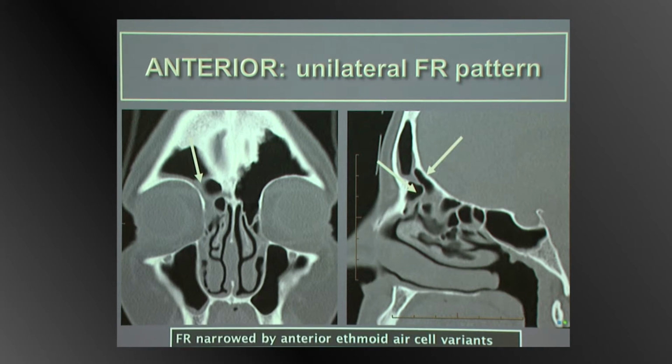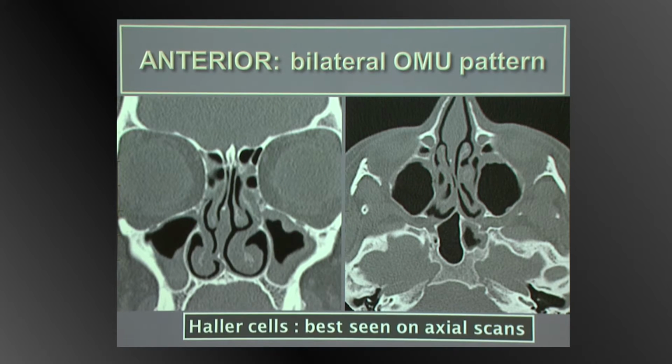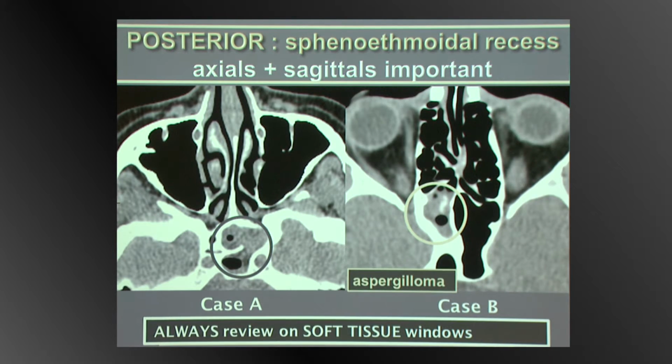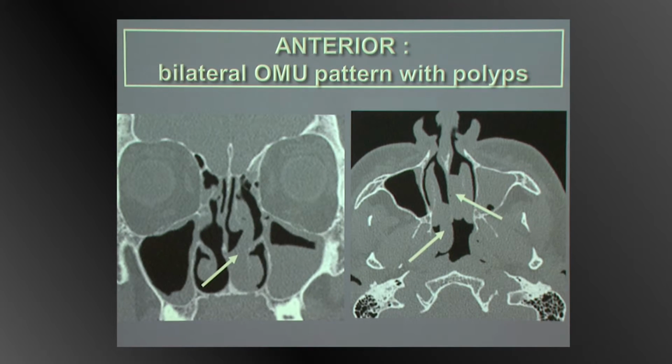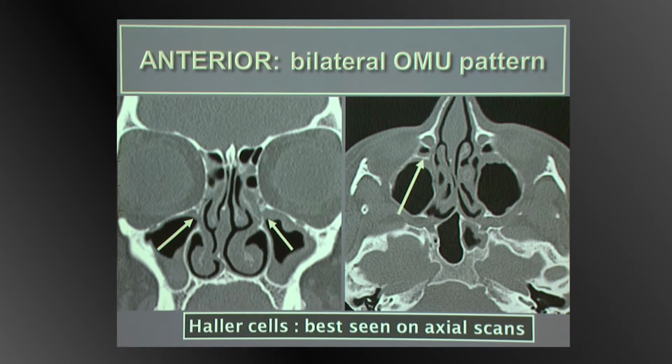So the unilateral frontal recess pattern, the frontal recess being the drainage channel of the frontal sinus. You can see it's narrowed by ethmoid air cell variants. I'm not going to go into these. It's not this lecture. Bilateral osteomeatal unit pattern. Okay, you have covered this. And note that Haller cells, when they're small in particular, are best seen in the axial plane, not the coronal plane. See them here, and that's it there. It's quite indistinct on the coronals.